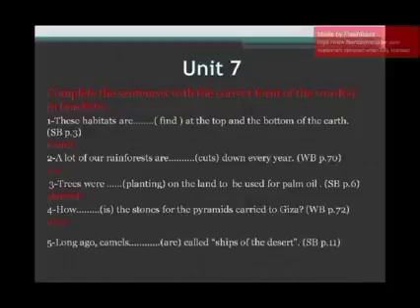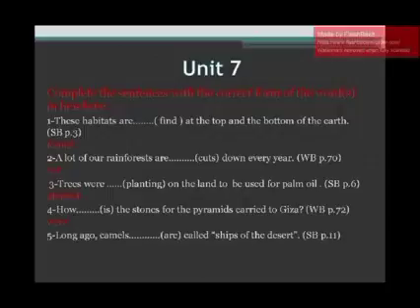Number 5, long ago, camels are called ships of the desert. Long ago indicates that the sentence is in the past. Camels are called the ships of the desert. It should be camels were called ships of the desert.